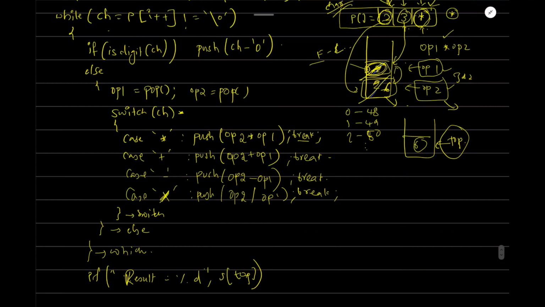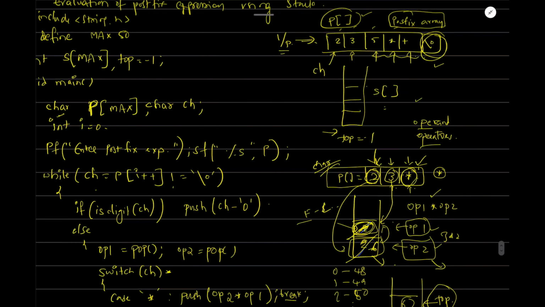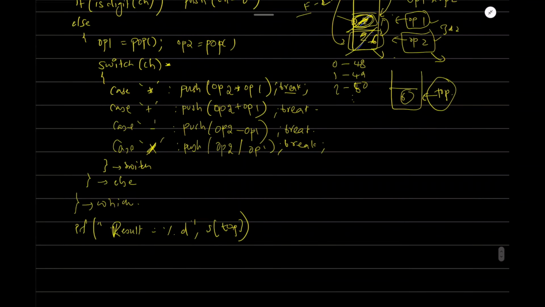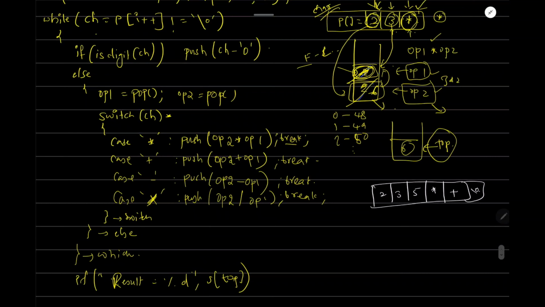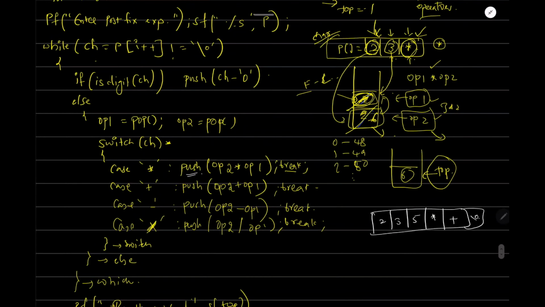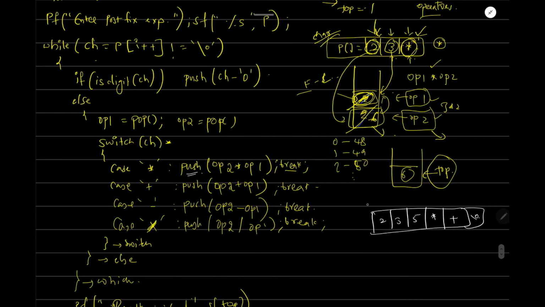We'll also try to analyze this with the example 235 star plus, 235 multiplication plus and slash 0, right? We'll also write the functions for pop and push in just a while. Before that, we'll understand the working principle with another example.